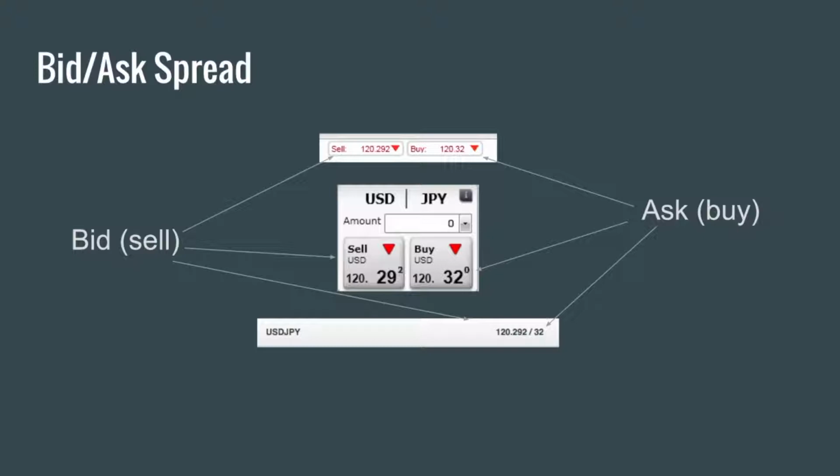Therefore, the thinner the spread, the cheaper it is for you to trade and the less profits for the broker, while the wider the spread, the more expensive it is for you to trade and the more profits the broker will make. So as I previously mentioned, given the bid-ask for the dollar-yen pair is 120.292 / 120.32, the broker profits on the difference of these 28 pips.